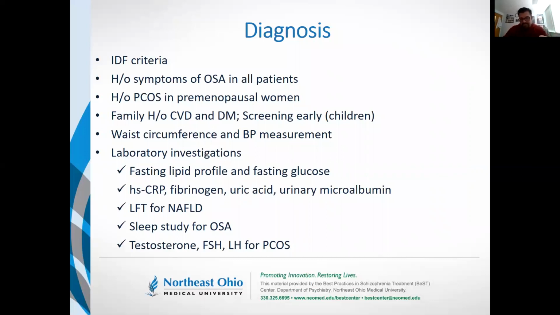Through the fasting lipid profile, that's where we get our HDL levels, LDL levels, and triglycerides. Other labs: high sensitivity C-reactive protein, fibrinogen, uric acid, and urinary microalbumin. Liver function tests, if you're looking for non-alcoholic fatty liver disease. Sleep study for obstructive sleep apnea. Testosterone levels, follicle stimulating hormone levels, luteinizing hormone levels, and these usually are needed for the diagnosis of polycystic ovarian syndrome.